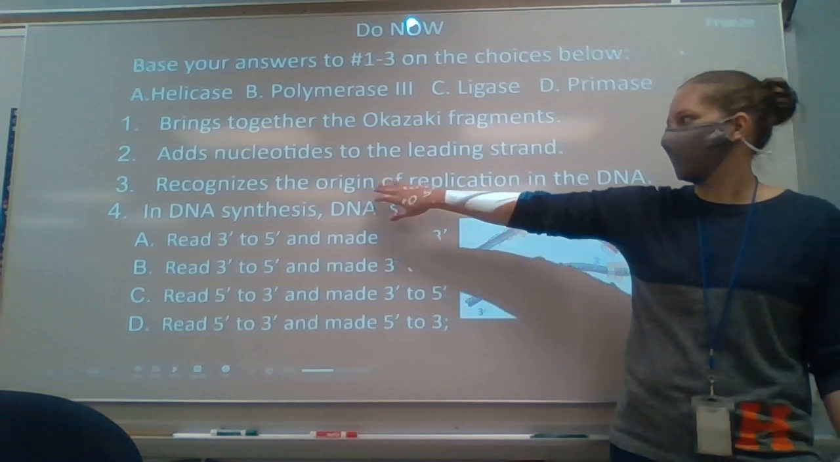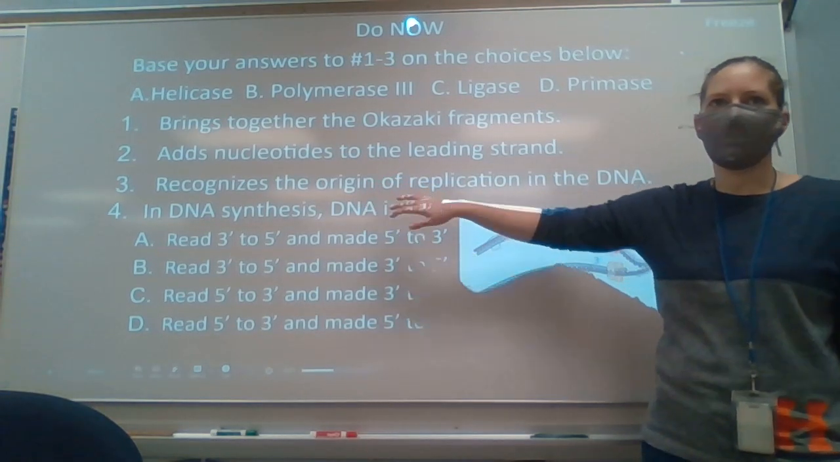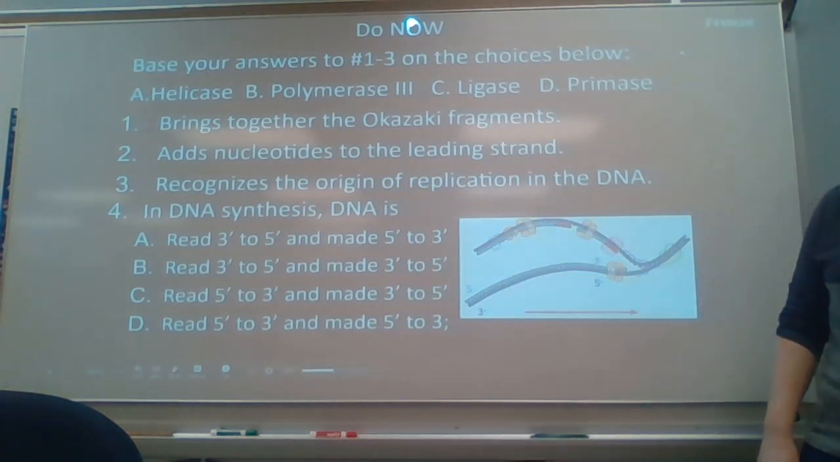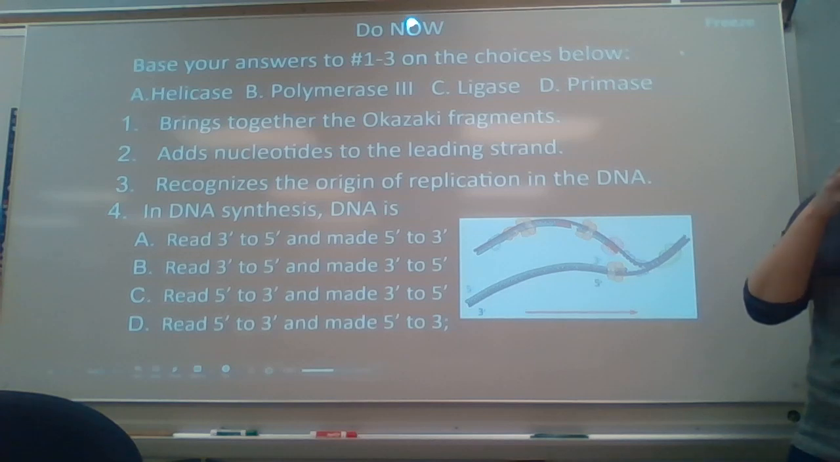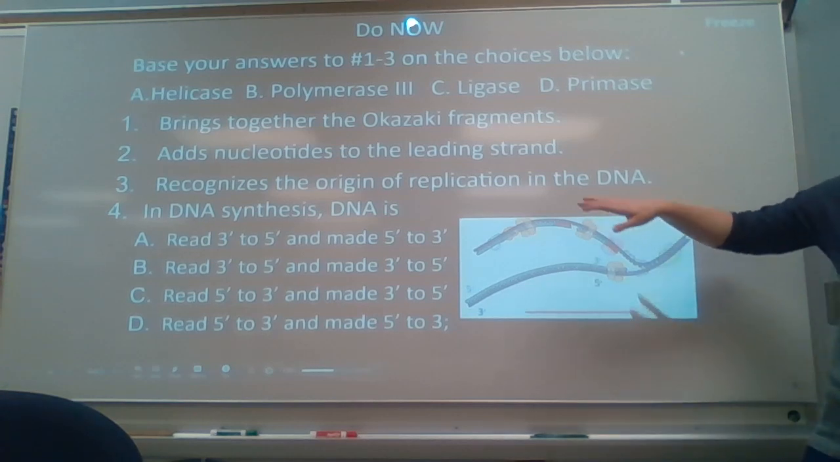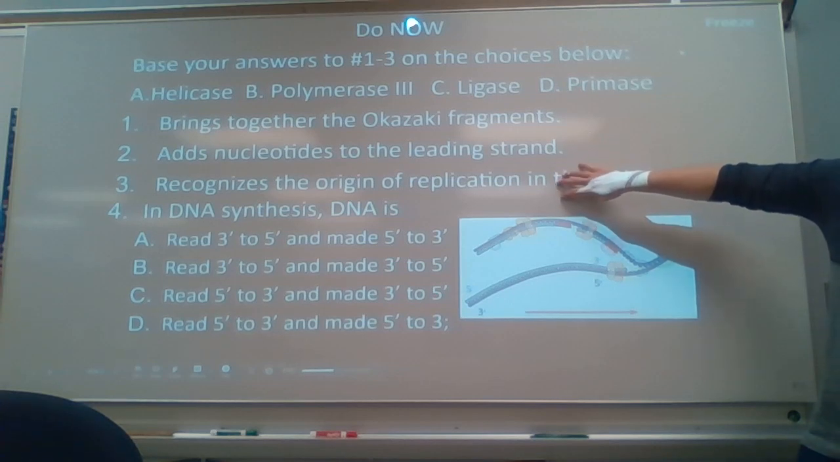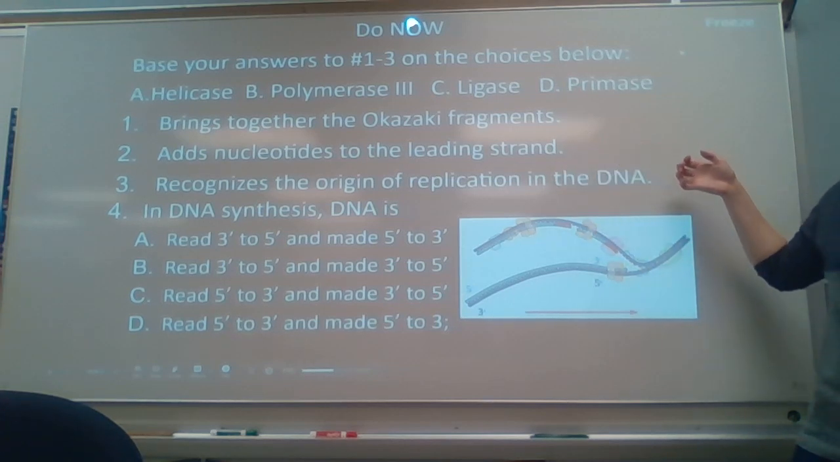Which enzyme recognizes the origin of replication? Again, what's origin mean? Beginning or starting point for replication. That would be not primase, but helicase, because helicase has to unzip before primase can lay down the primer, right? So that's actually helicase. That's the trickiest one, I think.